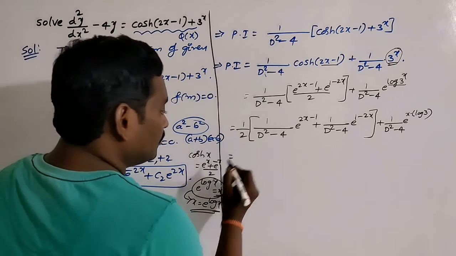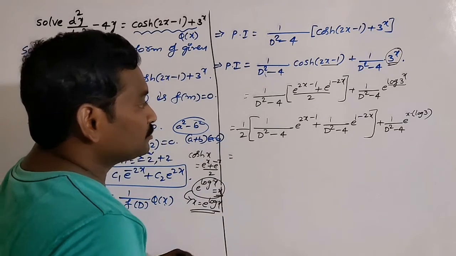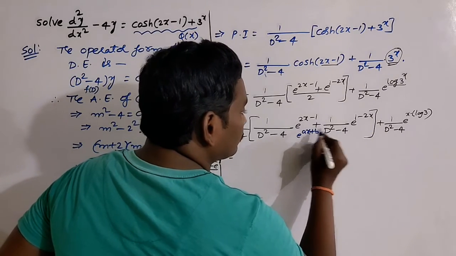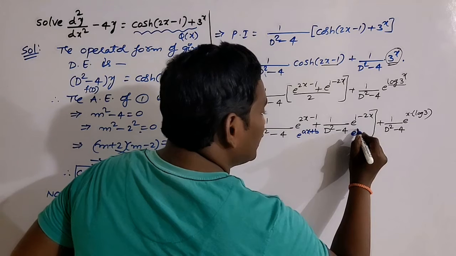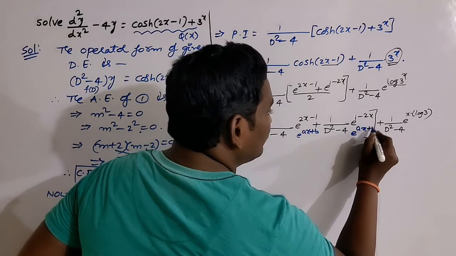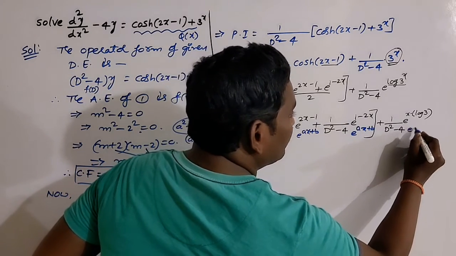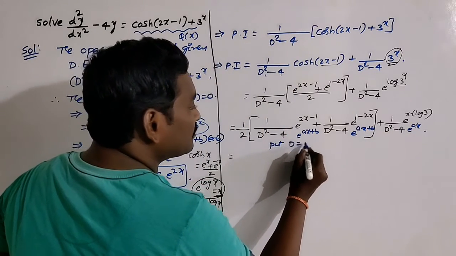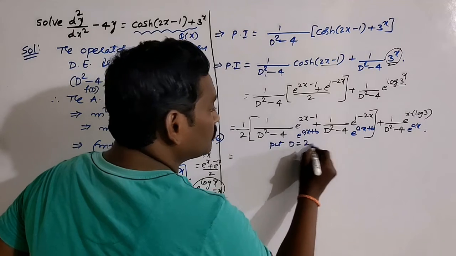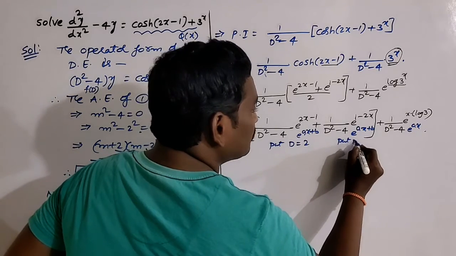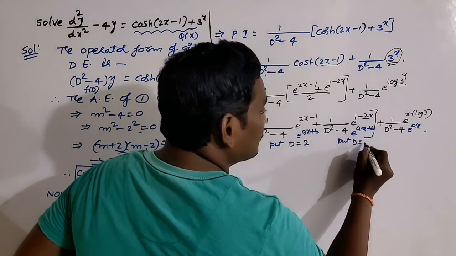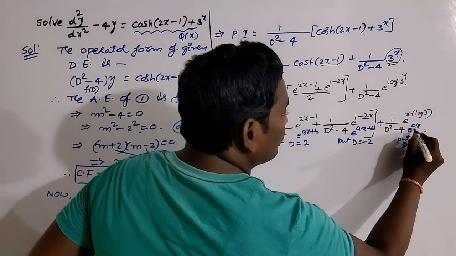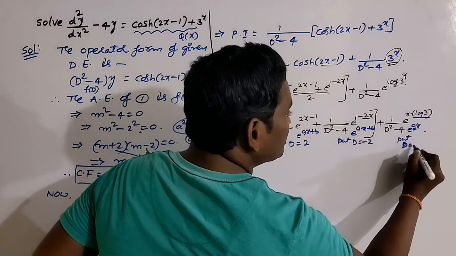Now we are observing that both these parts are in the form of e power ax plus b. Here also we have e power ax plus b. Here we have e power ax form. However, in all cases we should replace d is equal to a. What is the a value? 2. Here also we should replace d is equal to the coefficient of x, which is minus 2. Here we have to replace d is equal to a. What is the a value? The coefficient of x, which is log 3.